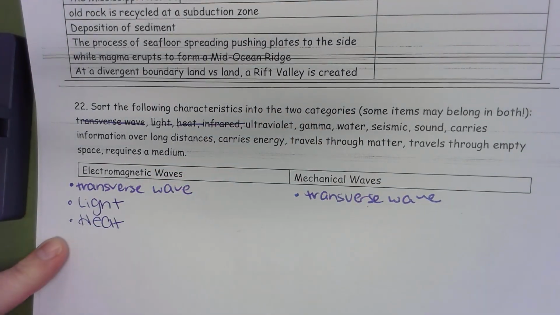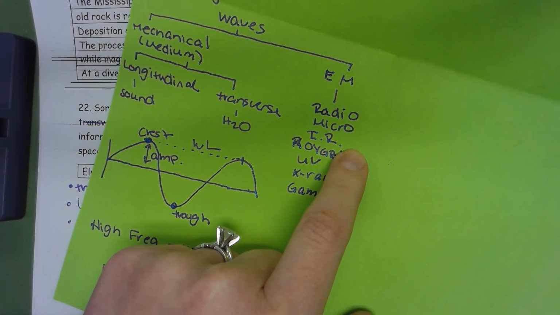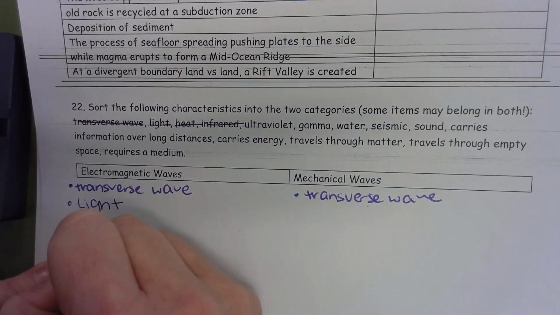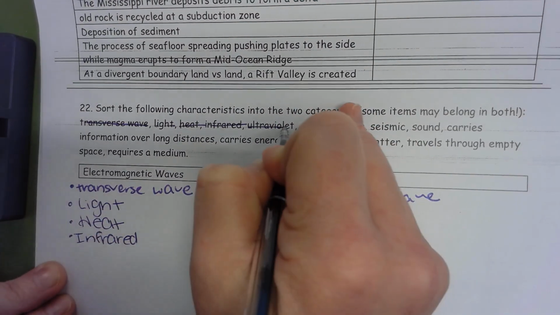Infrared, if you check your cheat sheet that you should hopefully have memorized by now, IR shows up on the cheat sheet. Then we have ultraviolet.